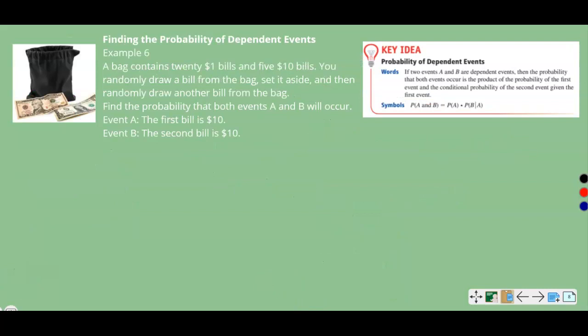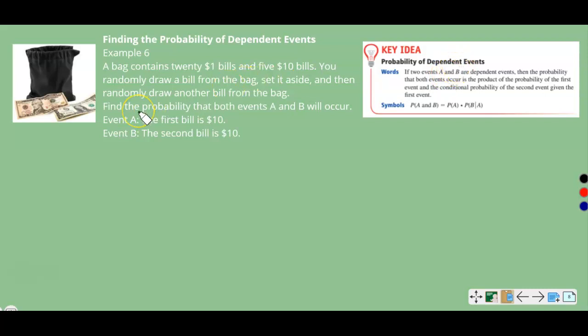Example 6, finding the probability of dependent events. A bag contains 20 $1 bills and 5 $10 bills. That means there's 25 total bills in here, right? You randomly draw a bill from the bag, set it aside, and then randomly draw another bill from the bag. Because you set that aside, the second time you draw, there's one less than the previous time. That's going to make this one a dependent event.